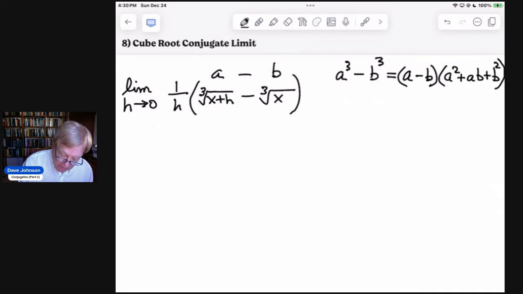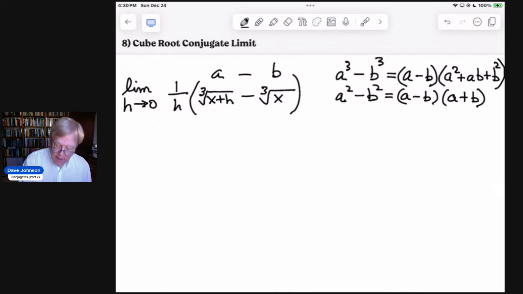And just for reference purposes, remember that a squared minus b squared, so this is the difference of squares, is a minus b times a plus b. And so what we did in the first video, the first conjugate video, was multiply top and bottom by a plus b. And that would work if you have square root radicals. But if you have cube root radicals, it won't work. It simply will not do what you want it to do.